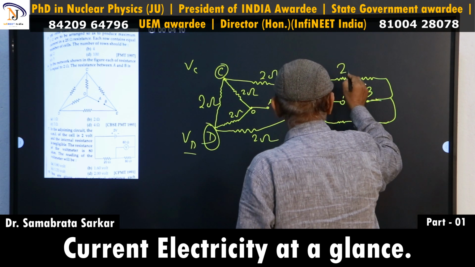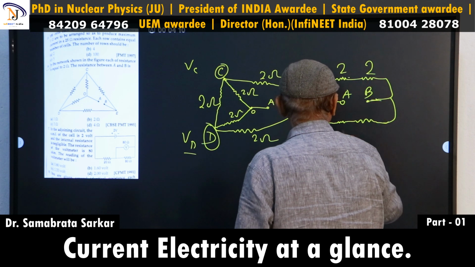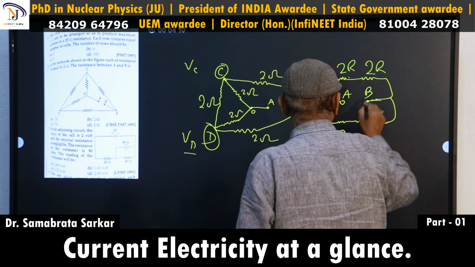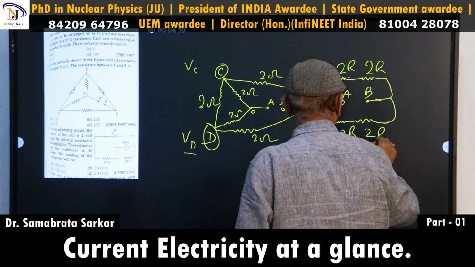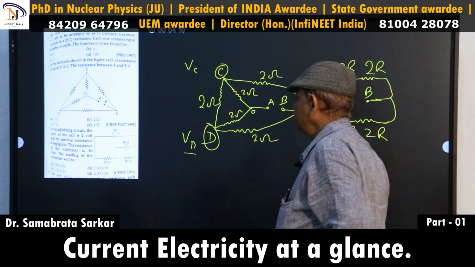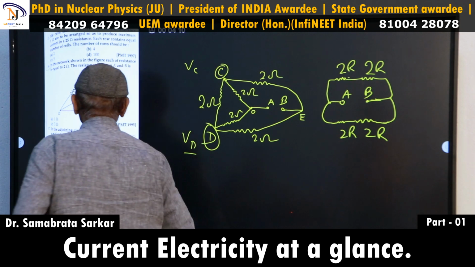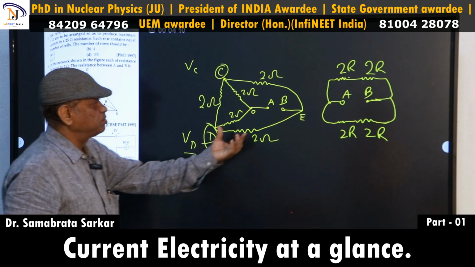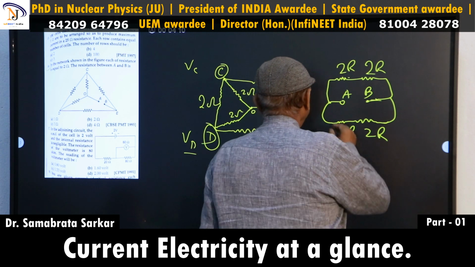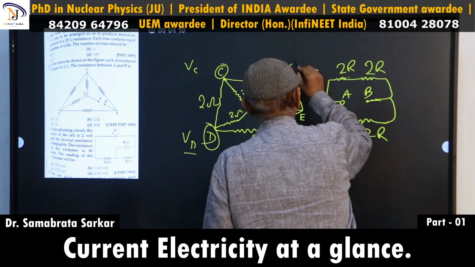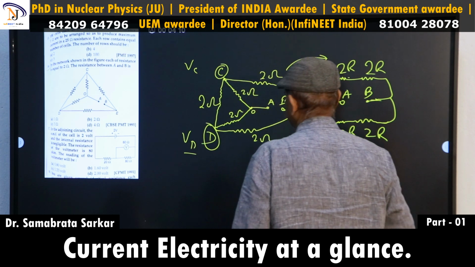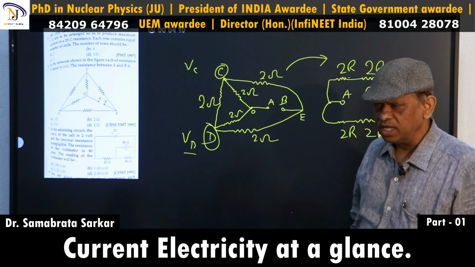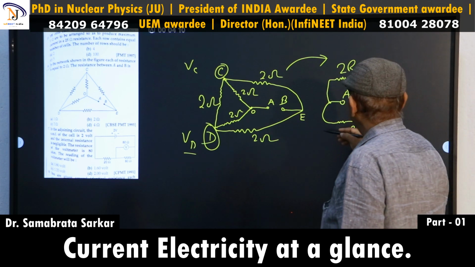Then it will be like this, and this one is A, and this one is B. All are 2, so these are 2R, 2R, 2R, and 2R. What you have to find is the resultant between A and B, between these two. And this is actually the equivalent circuit diagram. So it is easy.